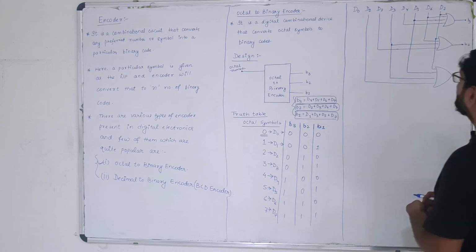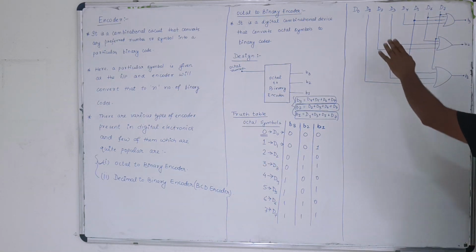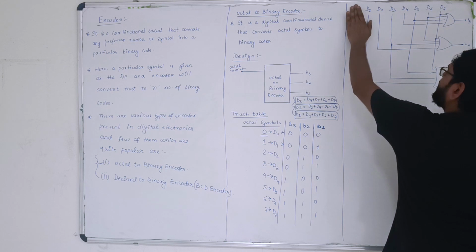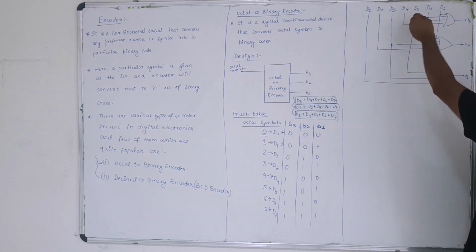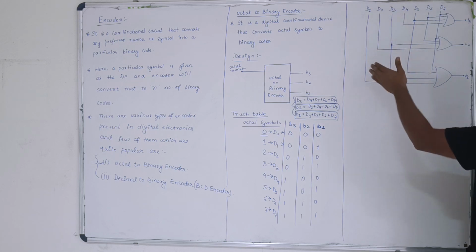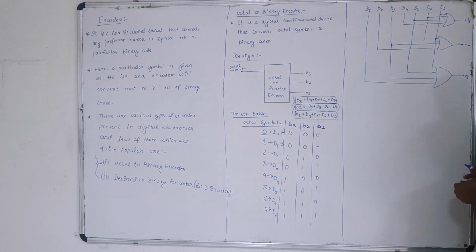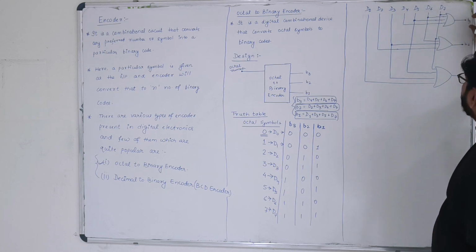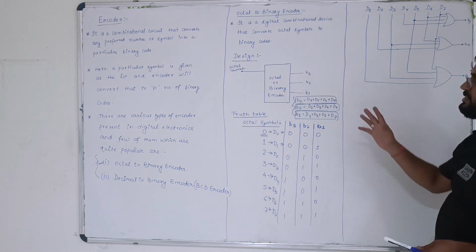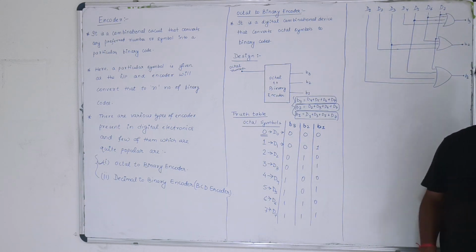This is the design, and D0 is not getting used. We need not write this one, you can remove it. So D1, D2, D3, D4, D5, D6, D7. You can have the conversion, or the design of octal to binary, using this circuit, where we are having inputs from D1 to D7 and outputs B3, B2 and B1. So this is all about the octal to binary encoder.